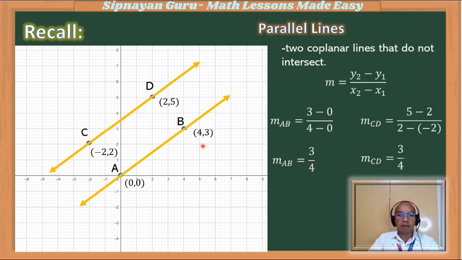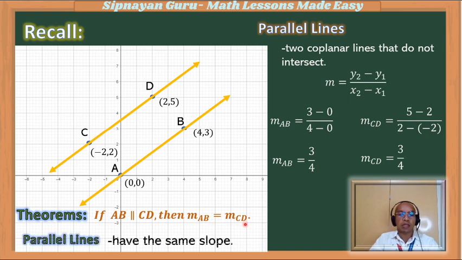So as you can see, the slope of line AB and the slope of line CD are equal. Therefore, we can have a theorem that says if line AB is parallel to line CD, then their slopes are equal. Let us remember that parallel lines have the same slope.